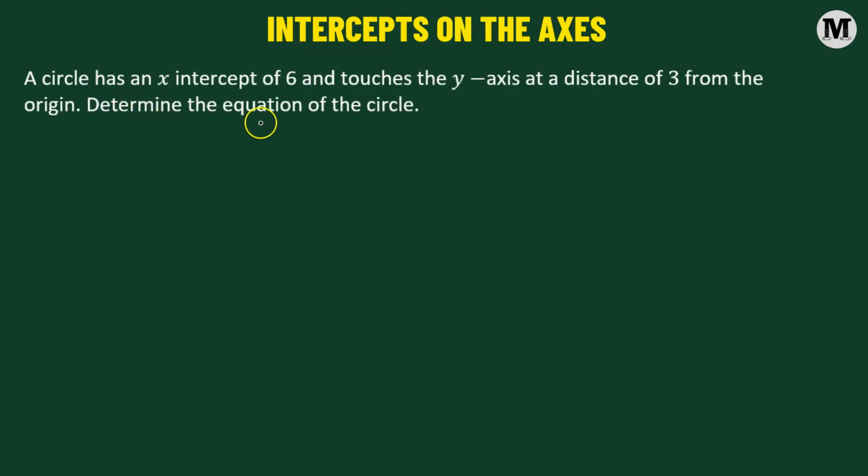A circle has an x-intercept of 6 and touches the y-axis at the distance of 3 from the origin. Determine the equation of the circle. So let's just begin.